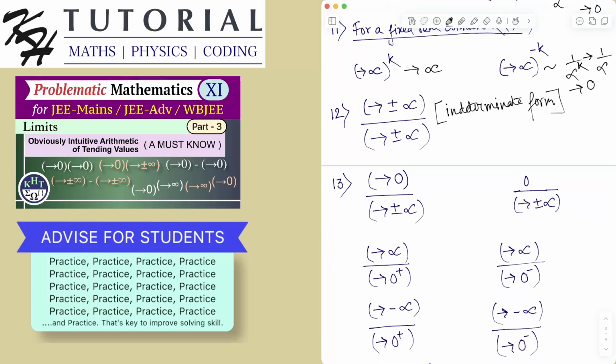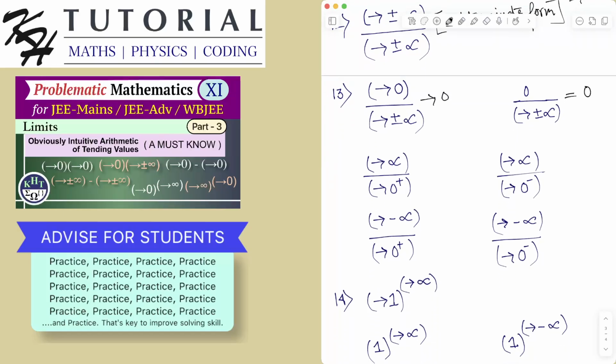13, tending to 0 divided by plus or minus infinity will always tend to 0. So tending to 0 divided by plus or minus infinity is always tending to 0, whereas 0 by plus or minus infinity is exactly 0. Okay. Infinity by a value tending to 0 positive will obviously tend to, or be equal to, infinity.